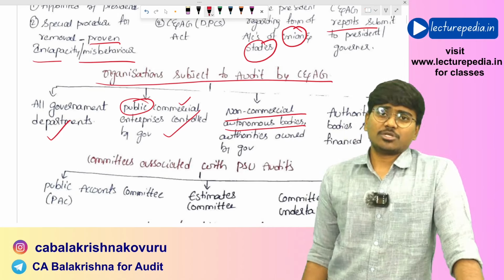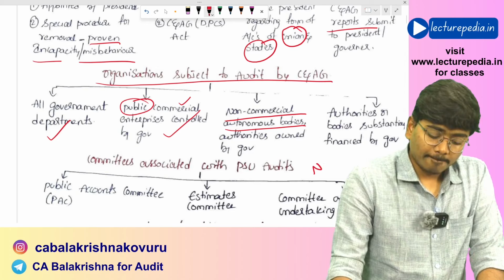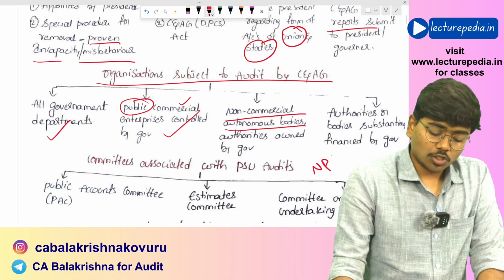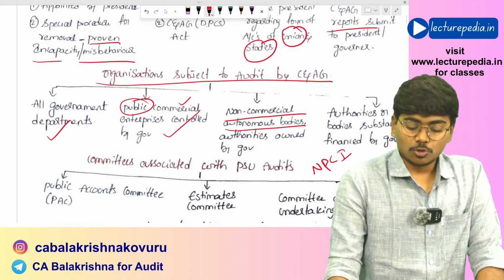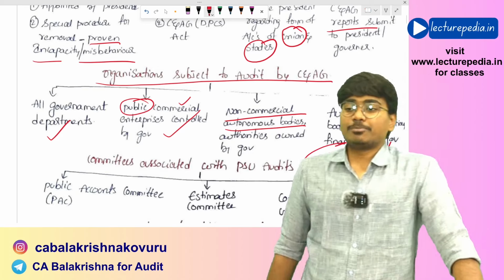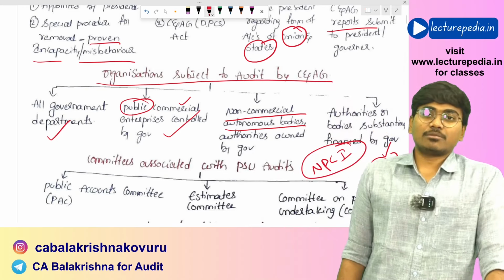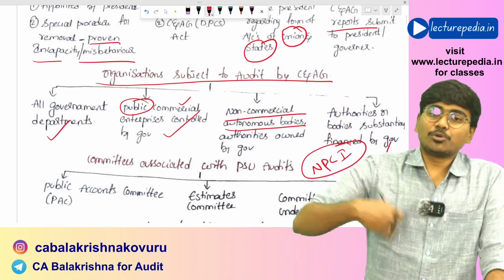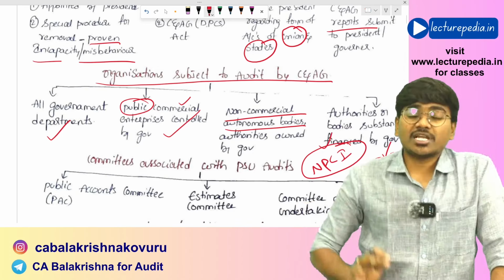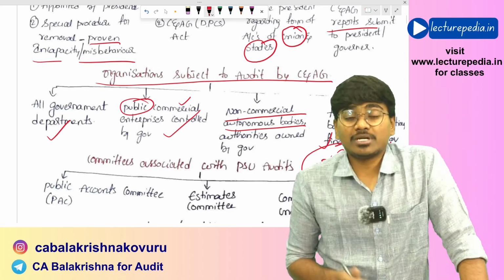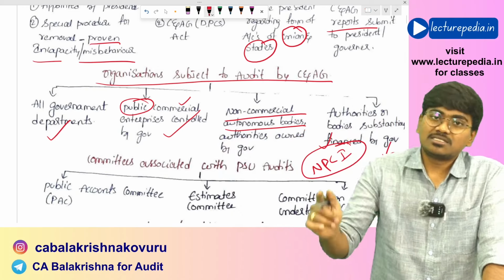The best example of non-commercial autonomous bodies is the National Payments Corporation of India, NPCI. Basically UPI is there, na? UPI is managed by NPCI. NPCI is a not-for-profit organization which has been set up by the government in order to improve technology in the payments sector. So this is a non-commercial autonomous body that has been established by the government. Now the audits of such non-commercial autonomous bodies will also be done by C&AG.